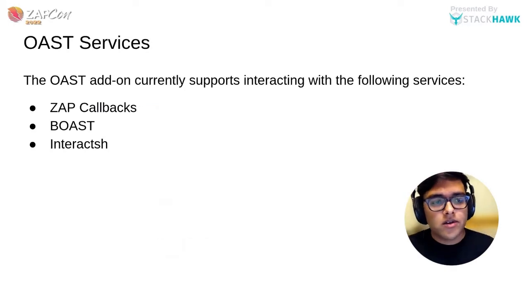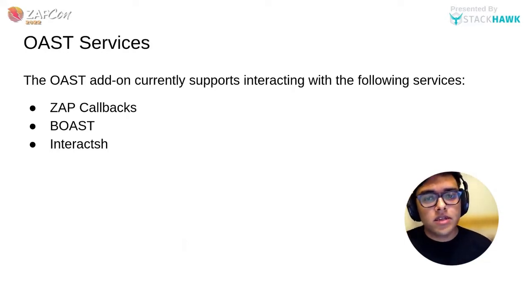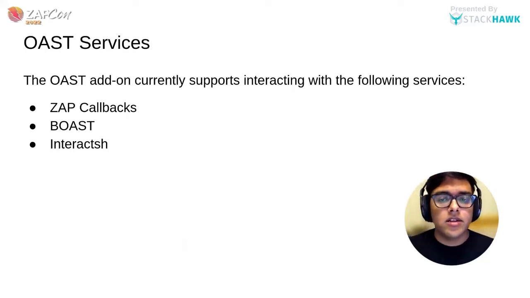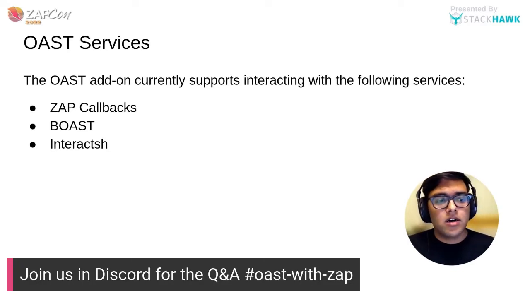So the OAST add-on currently supports interacting with the following services. ZAP callbacks, which are locally hosted and are part of ZAP. So it's exposed on a different port, but it's part of ZAP itself. And Boast and Interact SH are third-party open source services that you can host yourself. But there are also public instances available, so we can use those for testing.